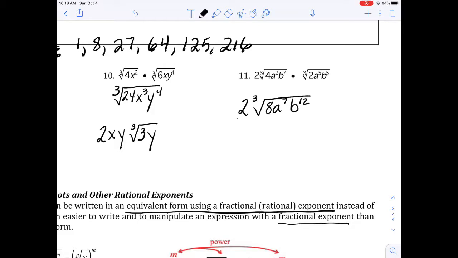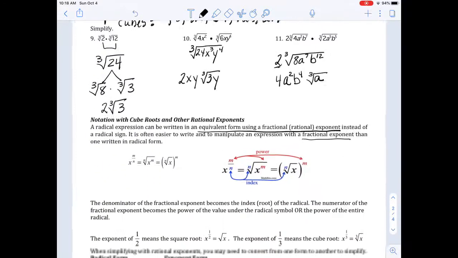All right, the cube root of 8 is 2, multiplies the 2 out front, that's a 4. The cube root of a to the 7th is a to the 2. So 3 goes into 7 2 times. And of course, there will be an a left over. Cube root of b to the 12th. There are 4 sets of 3 in 12, or 12 divided by 3 is 4. And that's our answer. Okay.